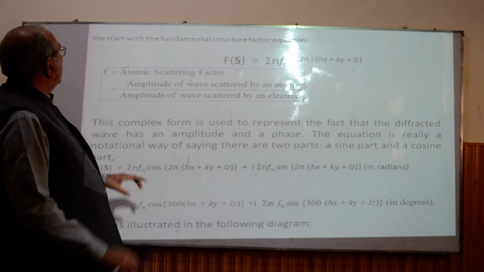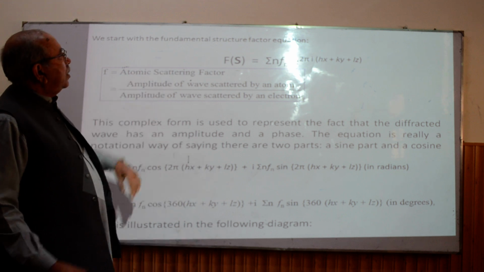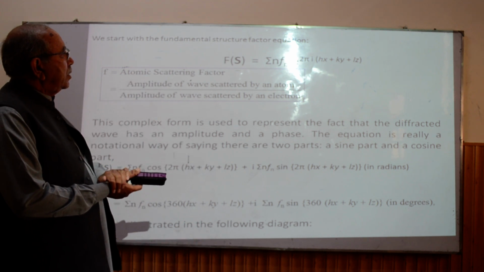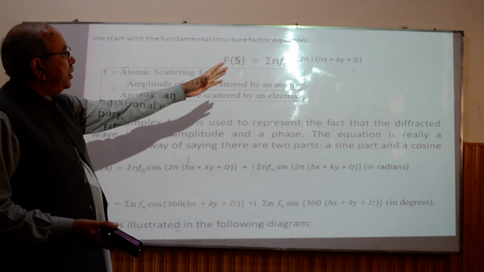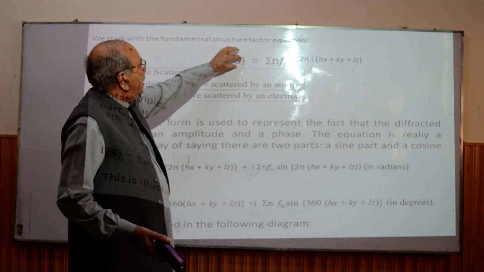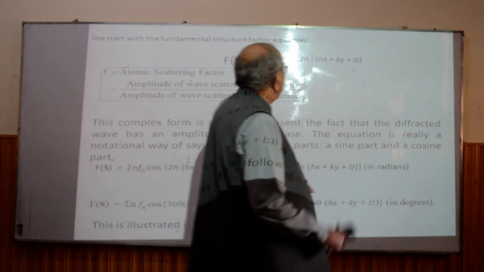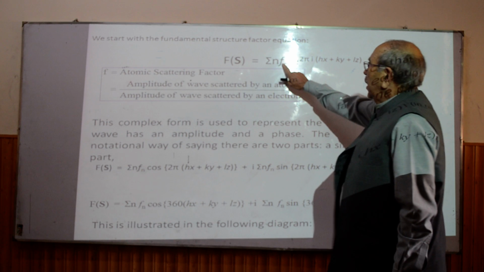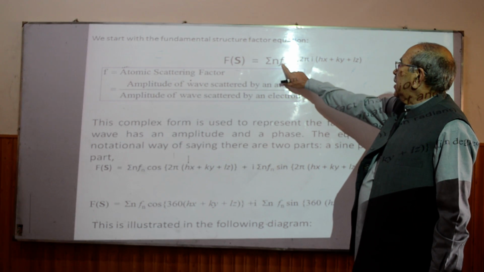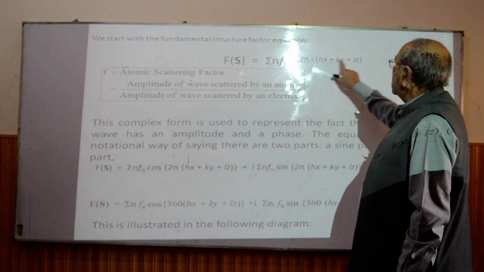Now, we are going to use this equation. We start with the fundamental structure factor equation. I told you we are not going to derive this relation, we are just using this relation. This is called the structure factor, which is a combination of two parts. One is called the atomic scattering factor and the other is called the geometrical structure factor.